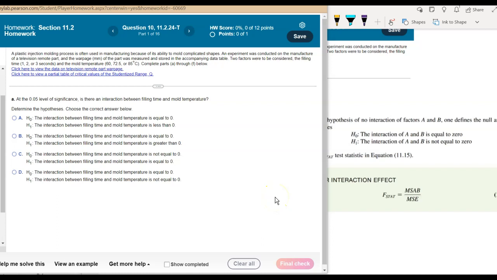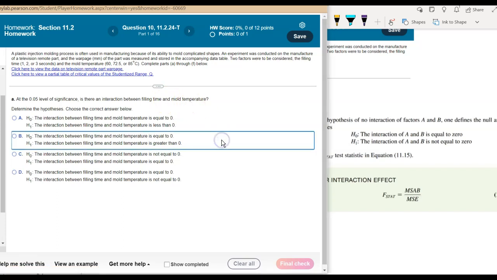Hey everyone, so this is question number 10 from section 11.2, and the first question in the beginning is about interaction, between the filling time and the mold temperature. First of all, that's a suggestion.